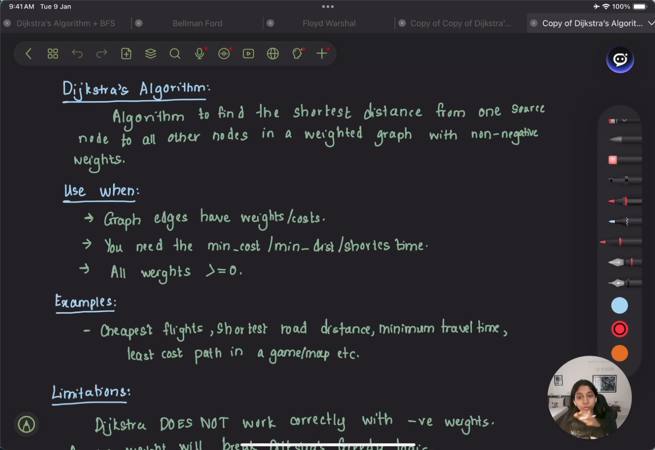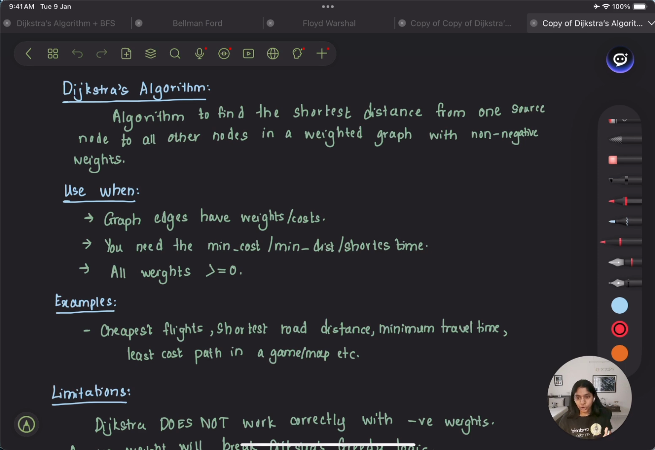It's an algorithm which is used to find the shortest distance from one source node to all other nodes in a weighted graph, a weighted directed graph, which does not have negative weights. Okay, so when are we supposed to use it?